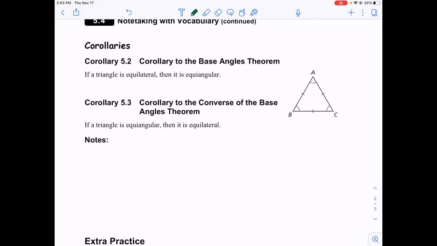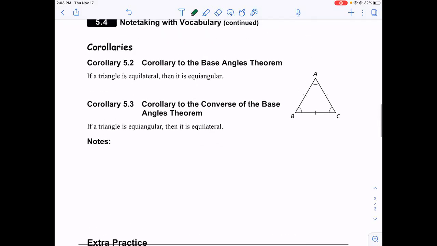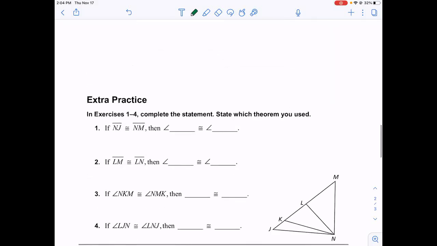Hey, guess what? If your triangle is equilateral, then it is equiangular. If your triangle is equiangular, then it is equilateral. They're one and the same, people. This is saying all three sides are the same. This is saying all three angles are the same. These two are saying if all three sides are the same, then you know all three angles are the same. And the converse, if all three angles are the same, then we know all three sides are the same.